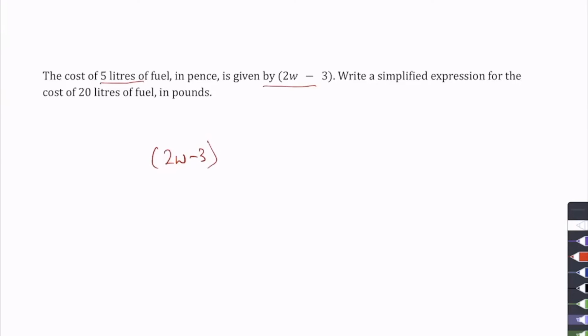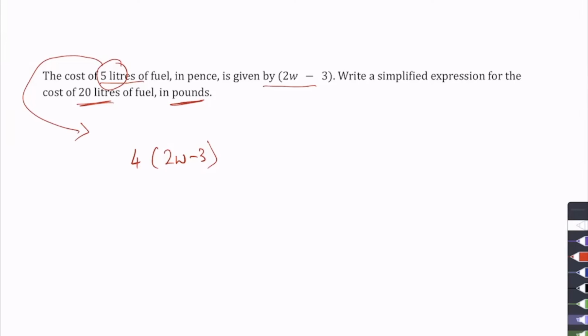Write a simplified expression for the cost of 20 liters of fuel. Well, 5 liters of fuel costs that much, 2W minus 3. How many 5s in 20? 4. So we need 4 lots of 2W minus 3 to get the cost for 20 liters of fuel. But this is given to us in pence. We want the value in pounds, or the expression in pounds.